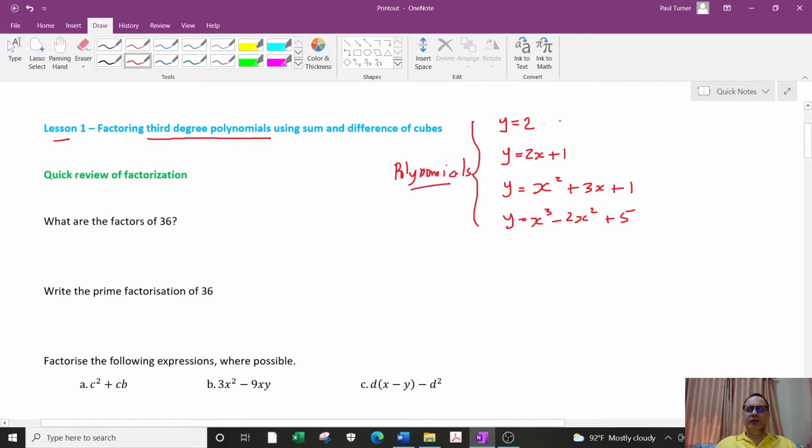The first one is called a constant polynomial. The next one, you might recognize this. This is a linear polynomial. This one is a quadratic. You can see the power 2. So this is a quadratic polynomial. You may not have seen this last one before. This is a cubic polynomial.